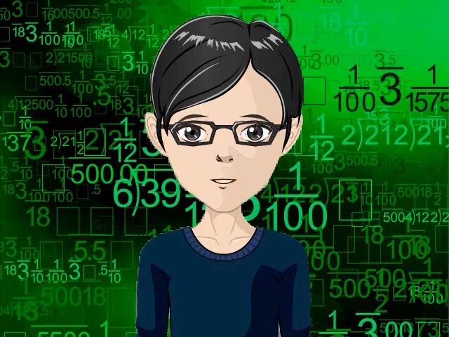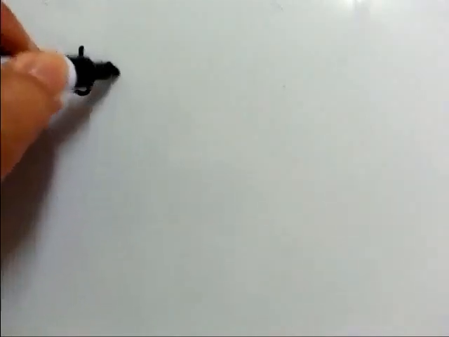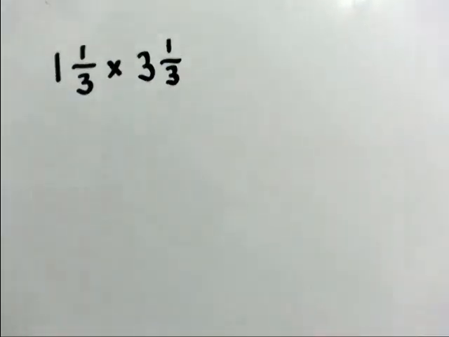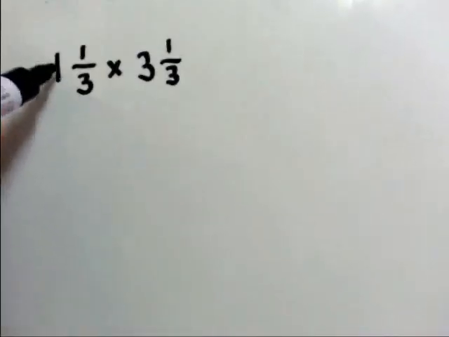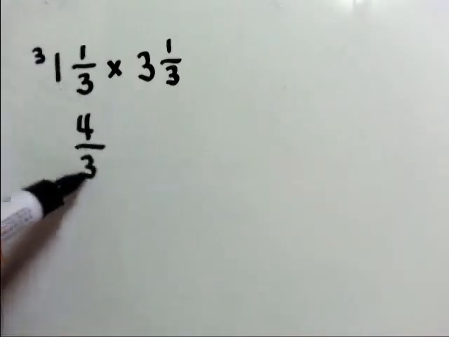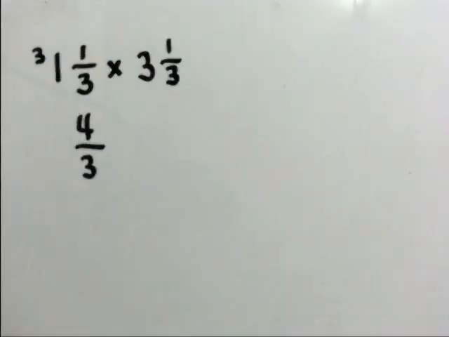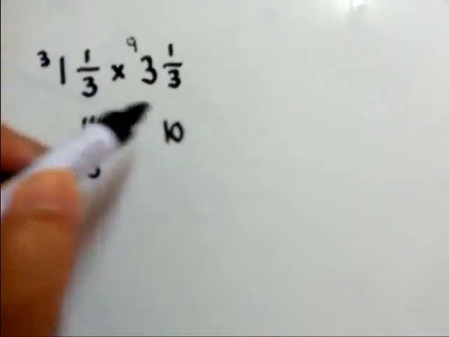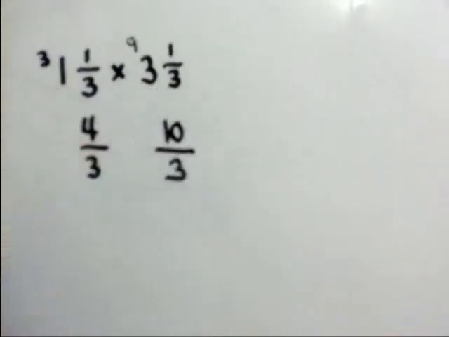Let's see some examples. Say we have 1 and 1/3 times 3 and 1/3. We convert 1 and 1/3 and 3 and 1/3 to improper fractions. Do you remember? Like this. 3 times 1 equals 3. 3 plus 1 equals 4. So we have 4 over 3. 3 times 3 equals 9. 9 plus 1 equals 10. So we have 10 over 3.